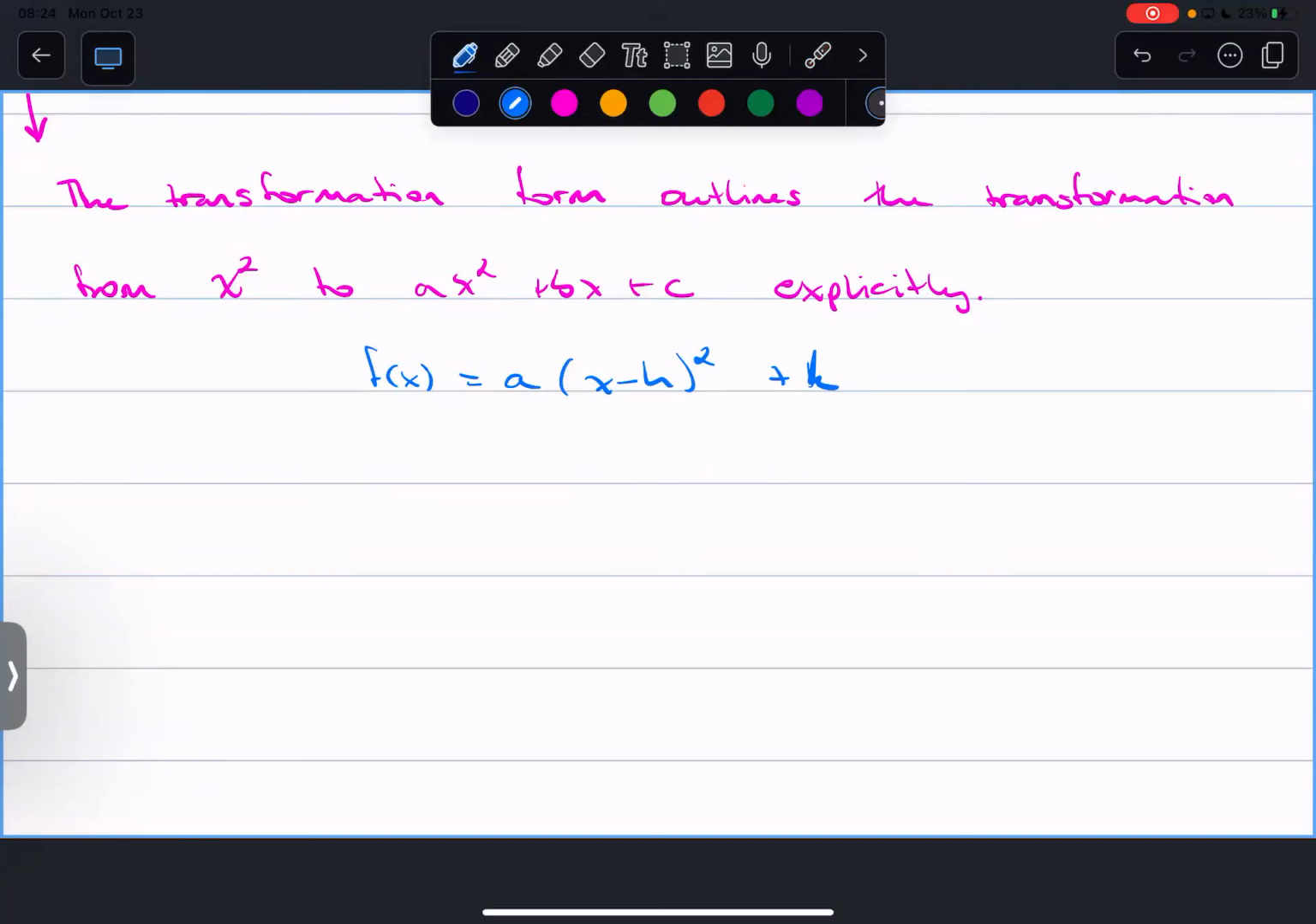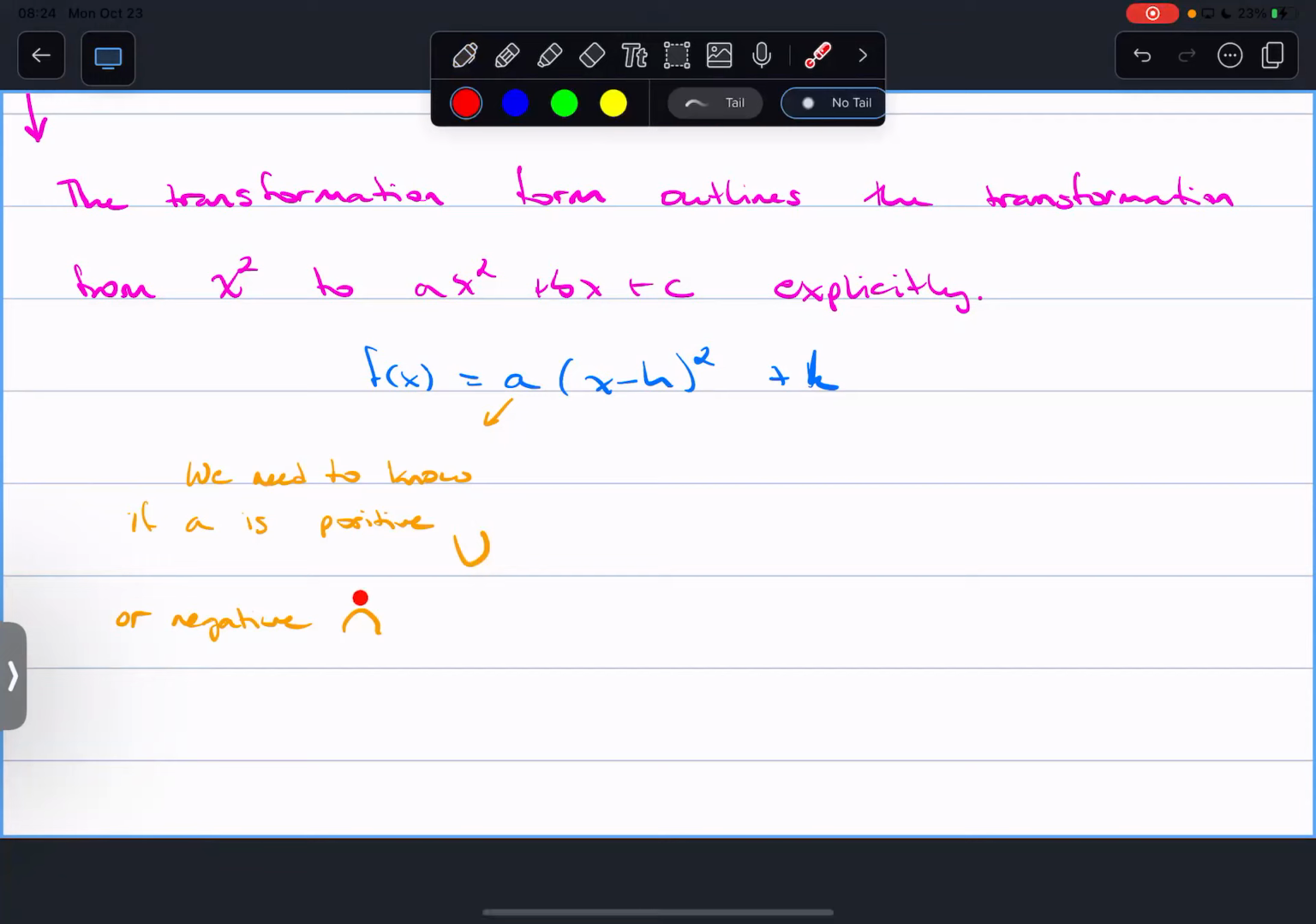And so here we need to know if a is positive, which means that you have a parabola like this, or negative, which means it's going to be going down. Why would we care about that? Because it determines whether we want a minimum or a maximum, or where the vertex is relative to the rest of the graph.